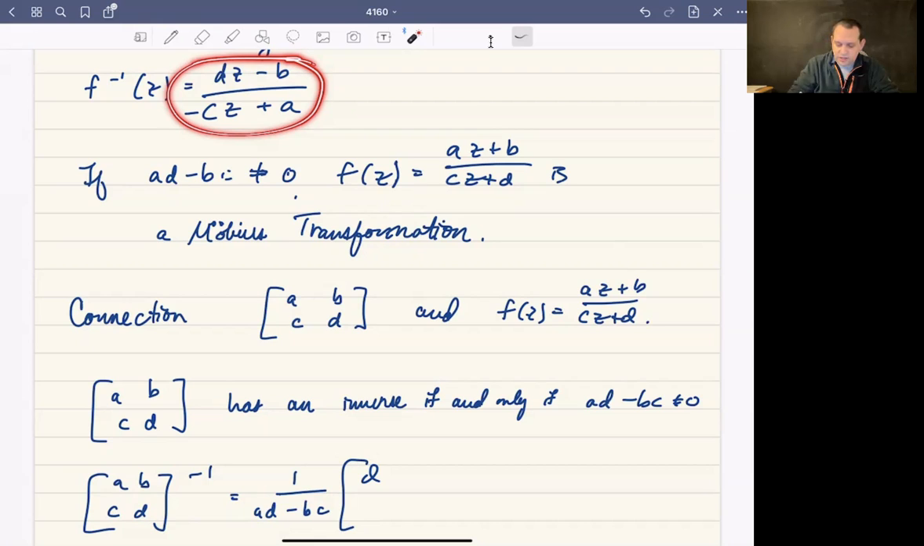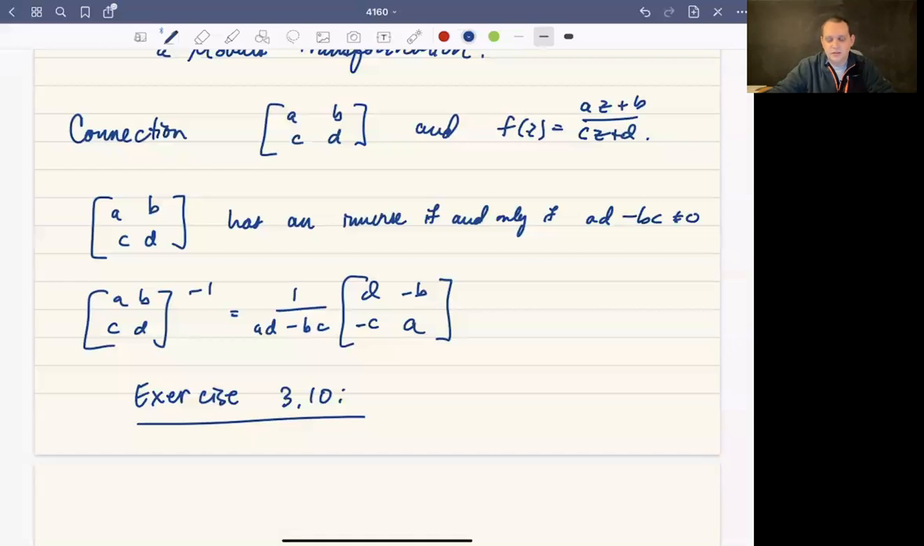To explore that, I'll point you towards exercise 3.10. You can look at exercise 3.10 and make that connection there. In the next video, we'll talk about all sorts of properties that Mobius transformations have.